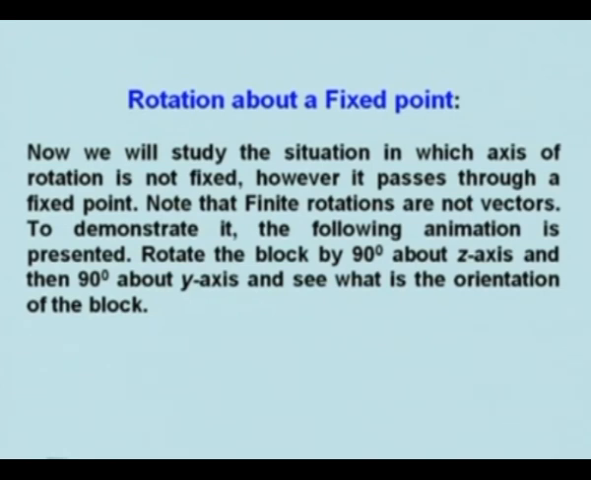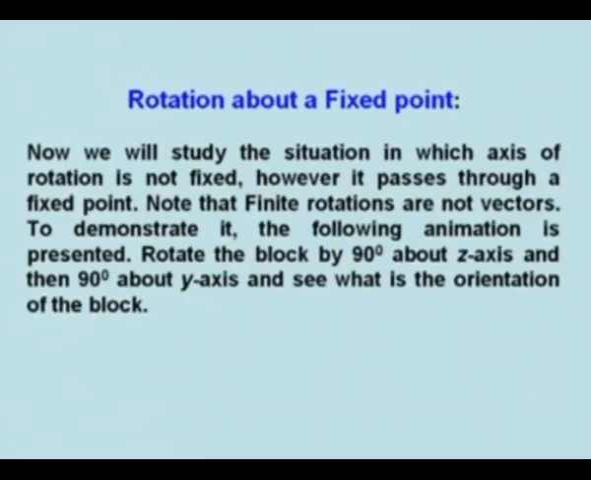Now having discussed the rotation about a fixed axis, that means the axis of rotation is fixed, we can discuss the case in which the rotation is about a fixed point. The point is fixed but the axis may not be fixed, the axis may be changing, like in the rotation of a top, where the axis keeps changing. So now we will study the situation in which the axis of rotation is not fixed, however it passes through a fixed point.